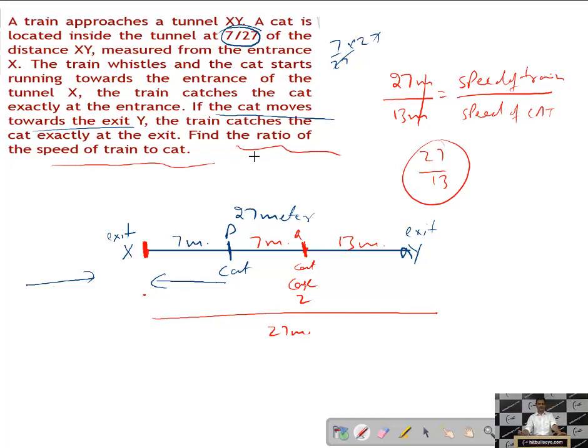So the simple logic is that if the time is the same, then distance and speed have a direct relation. More the speed, more the distance.